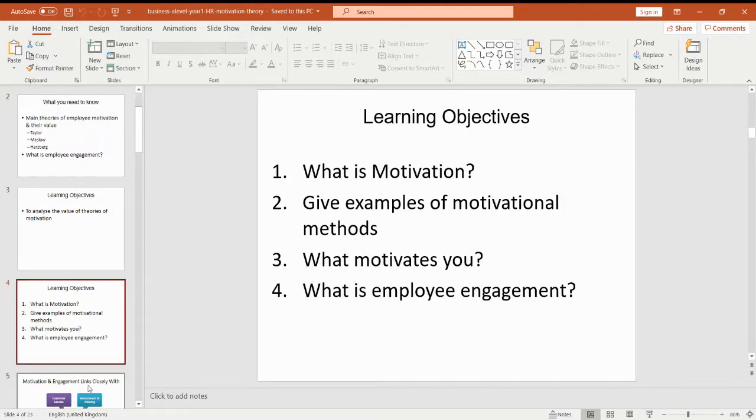What I'd like you to do first of all is have a look at these questions here. What is motivation? Could you give some examples of motivational methods that are used by businesses? Think about what kinds of things motivate you. What motivates you at school? What motivates you if you have a part-time job? What motivates you at home? Also think about what employee engagement is. So think about how people at work can be focused, how they can be engaged in what they are doing. I'm going to pause the video now and let you make some notes, and then we'll come back to this in a moment.